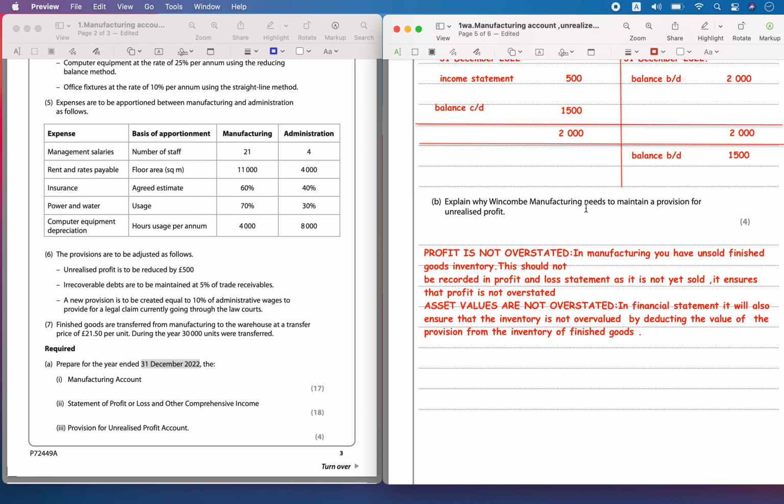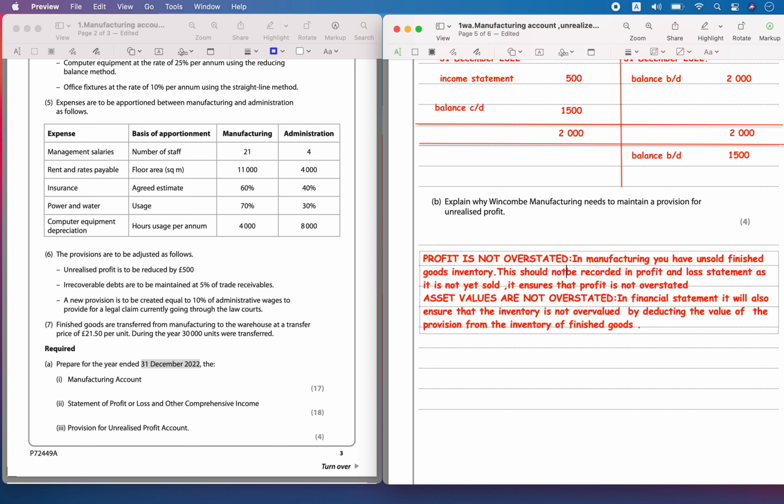Then explain why Wincombe Manufacturing needs to maintain a provision for unrealized profit. You need to maintain a provision for unrealized profit for two reasons. One is you don't want profit or the value of assets to be overstated. In manufacturing you have unsold finished goods inventory, and this should not be recorded in the profit and loss statement as it is not sold yet. So this will ensure that the profit is not overstated.